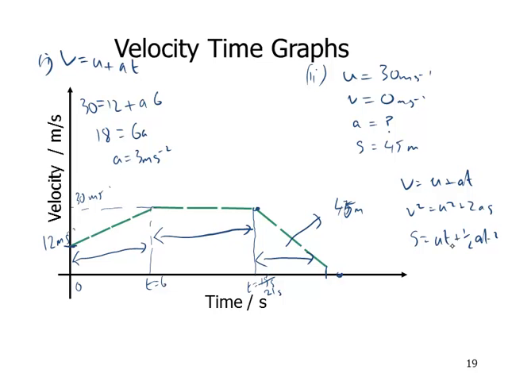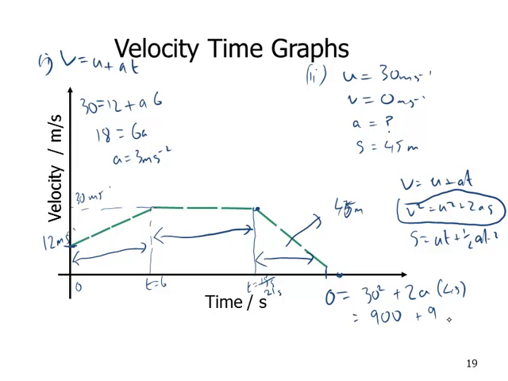So we don't have time. We've got u, v and s. We're looking for acceleration, so it's going to be this equation here, or it'll be deceleration. So I'll just sub the values in there. We've got 0 equals u squared, which is 30 squared, plus 2a times 45, the distance. So 30 squared is 900 plus 90a. Rearranging this, we get 90a equals minus 900. Our a is equal to minus 10 meters per second squared. That's the second part there.